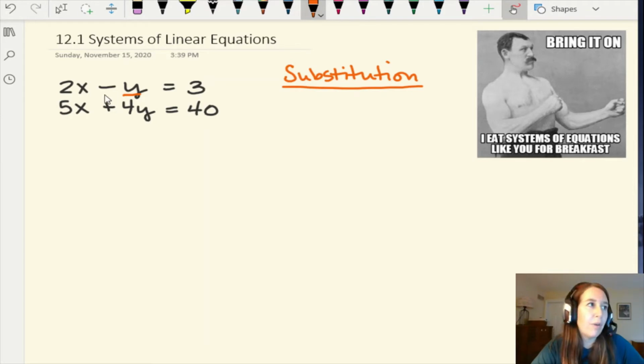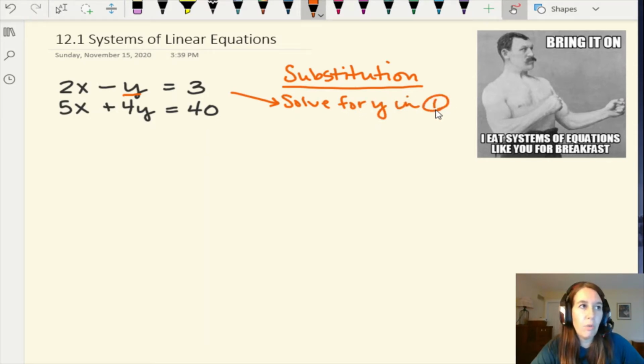What I'm looking for when I'm using substitution, usually I want to have a variable that's either alone or almost alone. So this is just negative 1y. So it's a little bit easier to solve for. All right, so we're going to solve for the y in equation 1. And I usually like to number my equations. That's going to be especially helpful when we have 3 equations and 3 unknowns. So I'll just start now by numbering my equations.